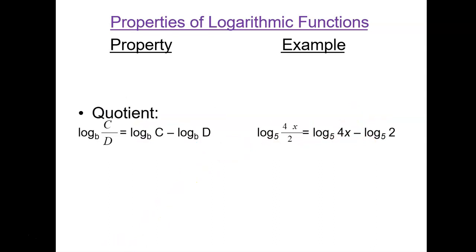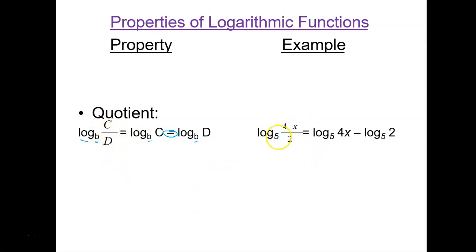The quotient property for logarithmic functions says that if I have a log with some base b of c divided by d, so I have division here, I can expand it into two different logs. Notice the base is the same all the way across. If I have a division in the log, I can write it as two separate logs subtracted. So log base b of c minus log base b of d.